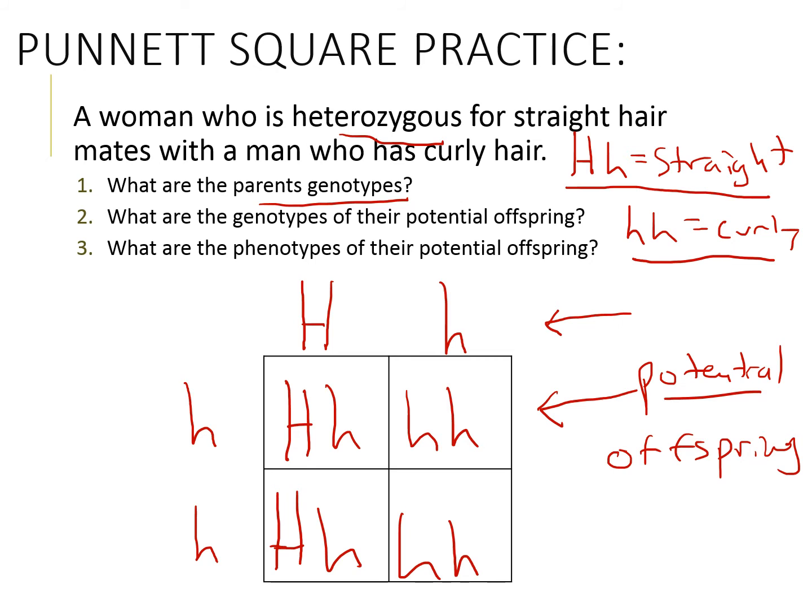I'm going to change color here. So half of the time, they're going to have a child who has curly hair. Half of the time, they will produce a child who has straight hair because the straight-haired allele is dominant to the curly-haired allele.